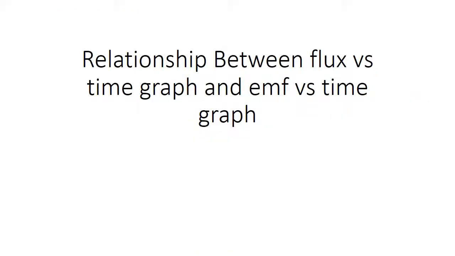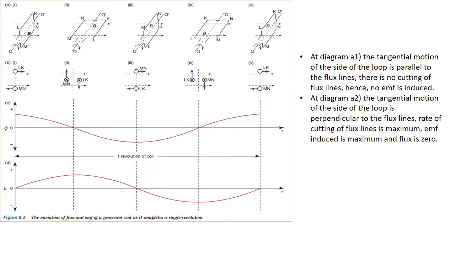After learning the working principle of the DC generator by relating it to Faraday's law and Lenz's law, I'm going to be talking about the relationship between the flux versus time graph and the EMF versus time graph. In this picture, we get to see the positions of the coil, and we also see the flux against time graph, which I'll call graph number 1. And we also see the EMF against time graph, which I'll call graph number 2.